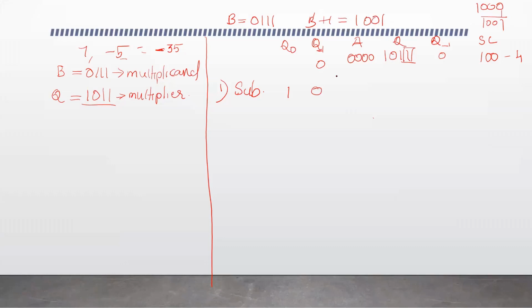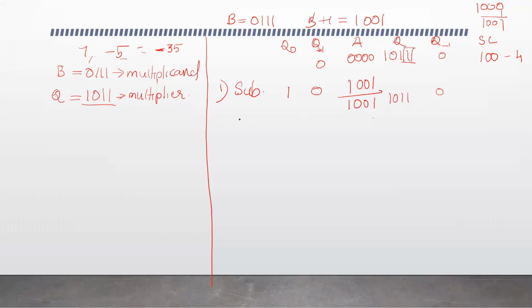Here, as it is subtraction, we add the 2's complement of B, which is 1001. When we add, we get the same result, 01, correct? And Q is the same. Q is 1011 here and Q naught is 0. Just to understand how we shift right.